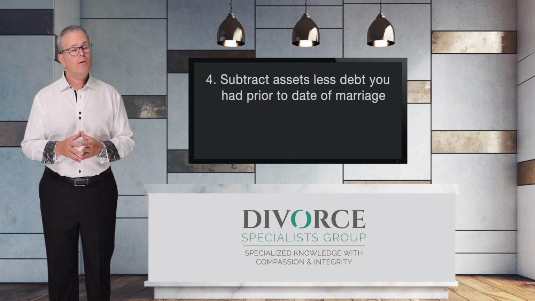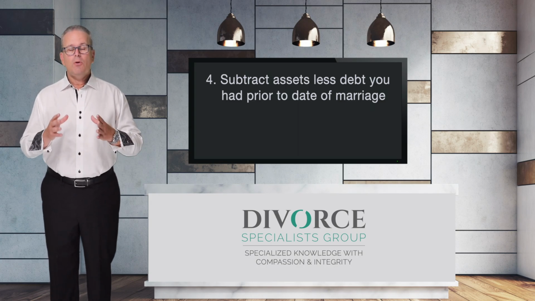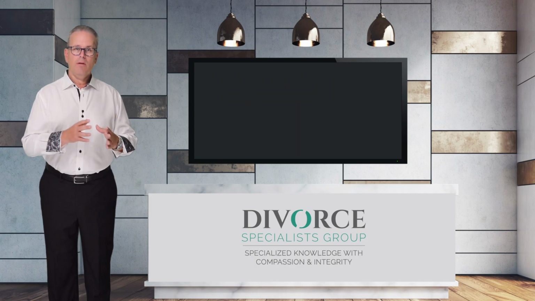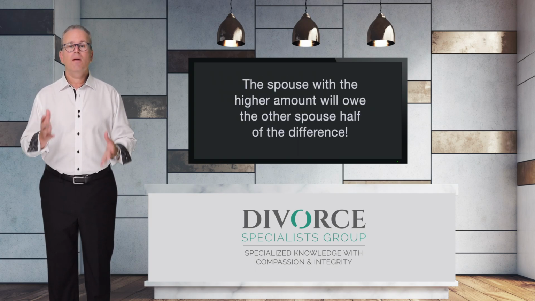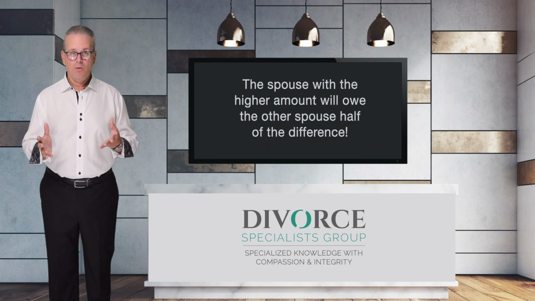Your spouse will have to follow the same formula. If your net family property is higher than your spouse's, you will owe half the difference in order to make the net family property for both spouses equal.